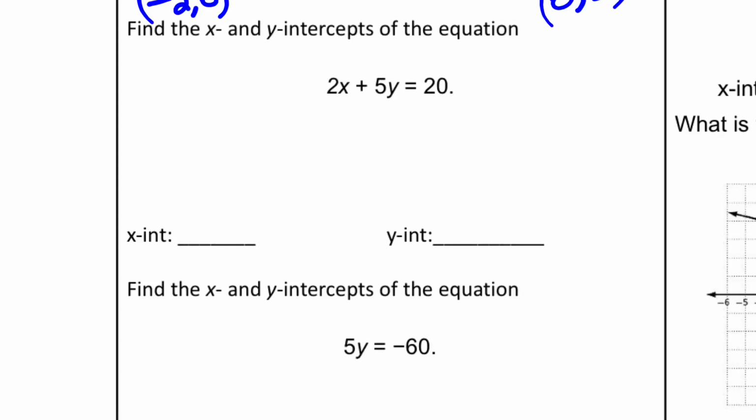Next up, to find the x-intercept, it's like we cover up the y. 2x is 20, x is 10. To find the y-intercept, it's like we cover up x. 5y is 20. 20 divided by 5 is 4.